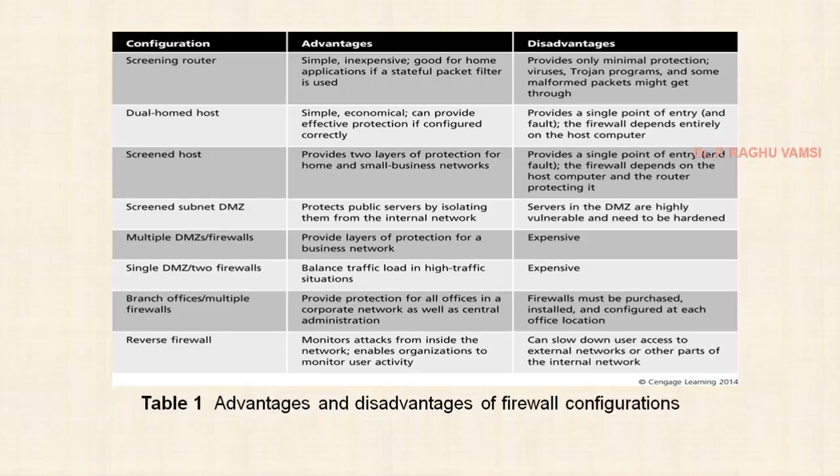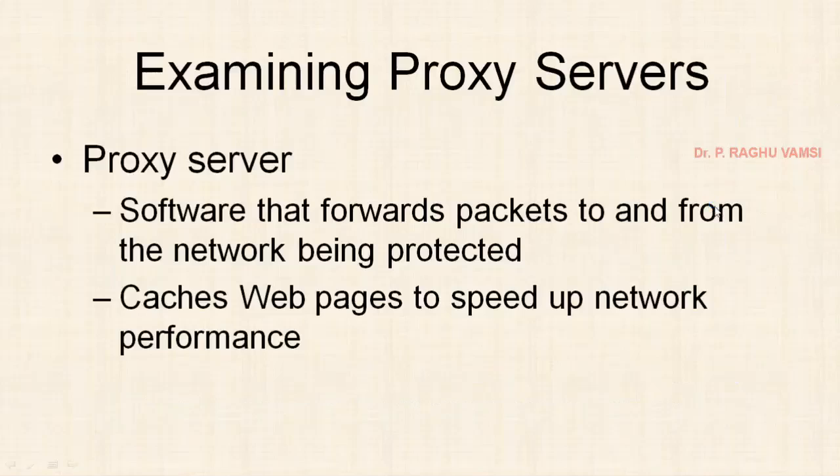Among all these, the first two or three, the screening router, dual home host, and screened host, are simple to configure, and the devices you can also purchase at a lower cost. But as you look here, screened subnet DMZ, multiple DMZ, and single DMZ are very costly. And setting up and configuring them also requires a lot of time and expertise. So these are the advantages and disadvantages of the firewall configurations.